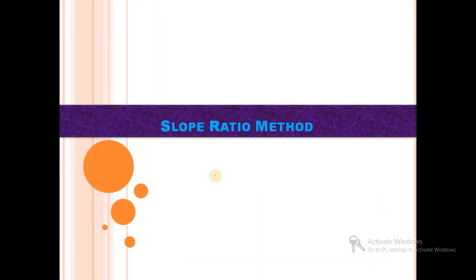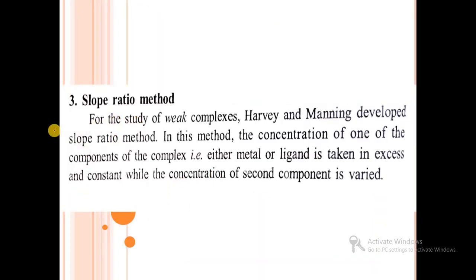And the last one, the slope ratio method. The slope ratio method is for the study of weak complexes. Harvey and Manning developed the slope ratio method. In a multiple choice question they will ask for which complexes the slope ratio method is used. The answer is weak complexes. And who discovered it? Harvey and Manning.